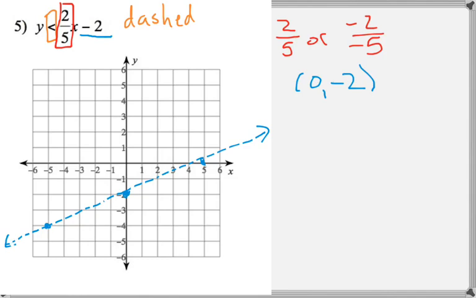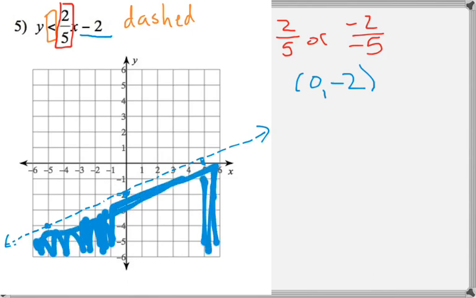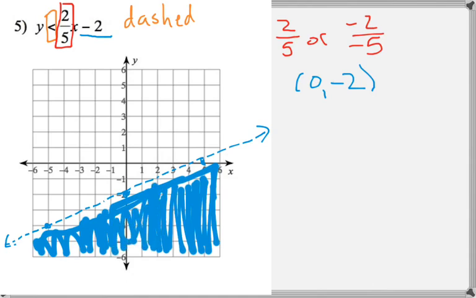Now we just need to determine what side we are going to shade. The inequality says y is less than. So we want y values that are less than that line. The y values get smaller as they go down. So we would go ahead and shade in neatly with your pencil, and again, yours is going to look better than mine, all of the graph that is below that line.